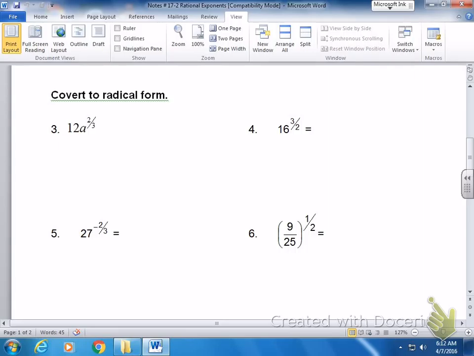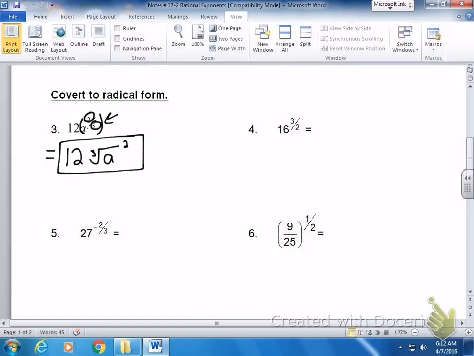This one says convert to radical form. That's doing the opposite of what we just did. The first one gives us 12a to the 2/3. Now you have to be careful here. Since 12a is not in parentheses, that 2/3 only belongs to the a. So when we write our next step, I'm going to put the 12 out front, then I'm going to convert this back into radical form. So I know that the formula says this is the exponent that's on the right. This is the one that's how many roots. So I'm going to say 3 roots of a, my base, squared. And that's all I can do.